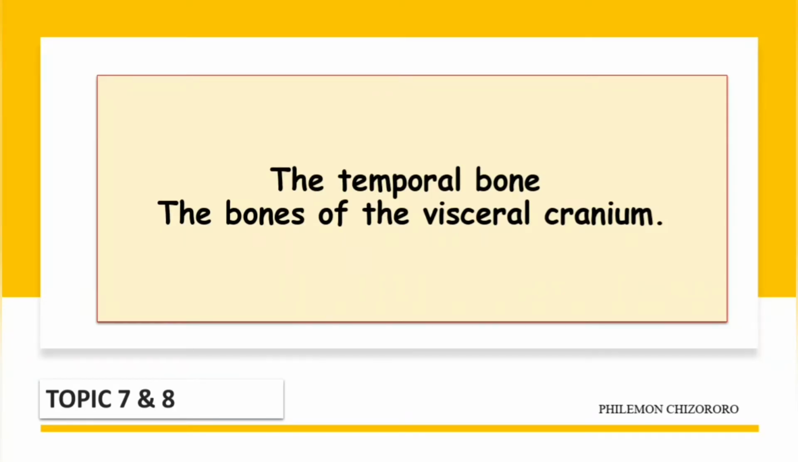This is the fourth and final part in topics 7 and 8, right? So make sure you watch from part 1, where we talked about the temporal bone, and parts 2 and 3, where we talked about the other bones, zygomatic bone, maxilla, and other facial bones, right? So in this video, we're going to talk about the vomer, the mandible, and the hyoid bone, right?